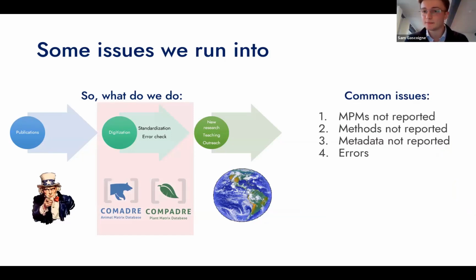Firstly, MPM-related papers do not always report the MPMs they use. So we'll get flagged a paper that we need to digitize to try and get it out to you all to empower your research, but the MPM won't be there. It won't be there in the supplementary materials either. Secondly, sometimes the methods are not properly communicated, or the metadata, for example latitude and longitude or census duration, sometimes those really important aspects of the study are not communicated with the demographic rates they're being attributed to.